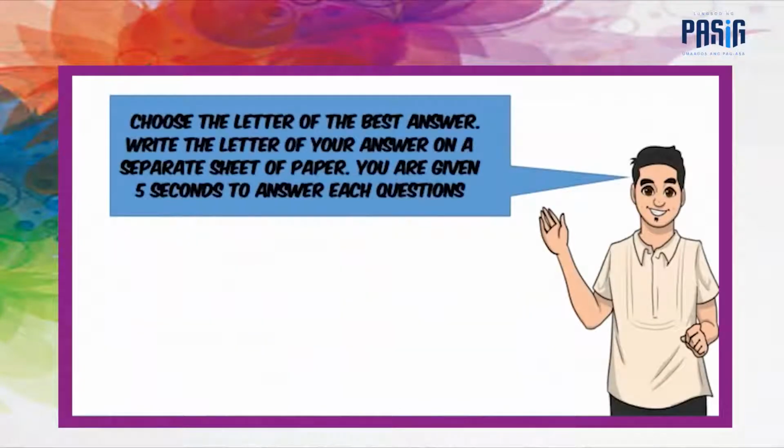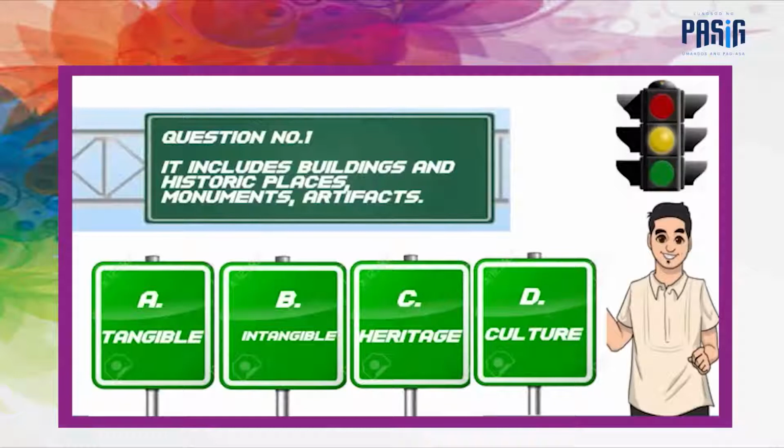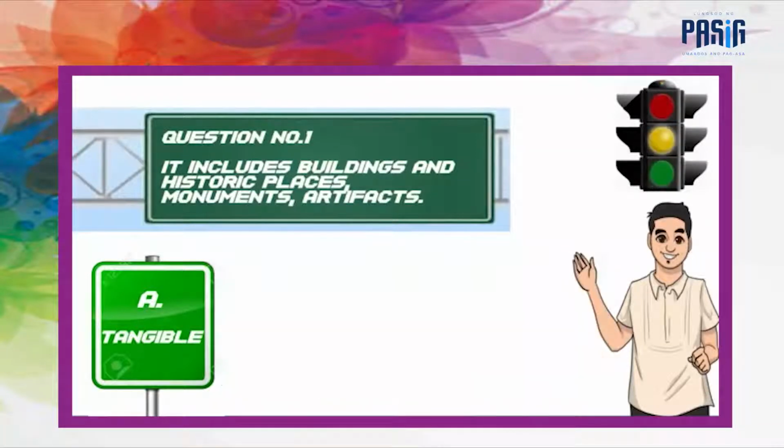Choose the letter of the best answer. Write your answer on a sheet of paper. You're given 5 seconds to answer each question. Question number 1. It includes buildings, historic places, such as monuments and artifacts. The choices are A. Tangible, B. Intangible, C. Heritage, D. Culture. The correct answer is tangible, letter A.